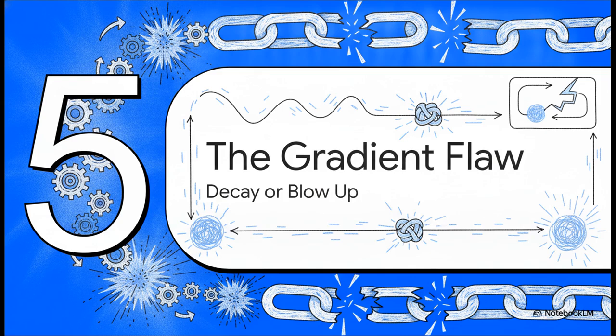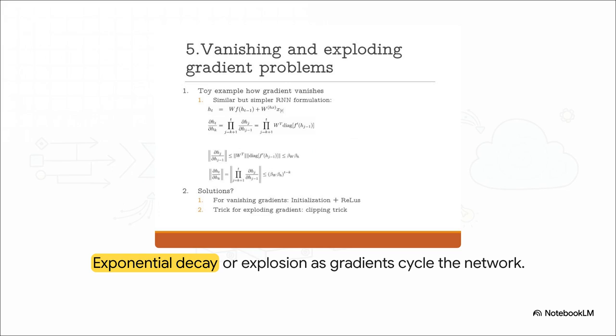Section 5. The gradient flaw. When memory decays or blows up. But as brilliant as the vanilla RNN is, applying that recursive chain rule across really long time periods exposed a massive structural flaw. When you train a network using BPTT, the influence of a given input cycles repeatedly around the network's recurrent connections. Mathematically, you're multiplying the same weights over and over.